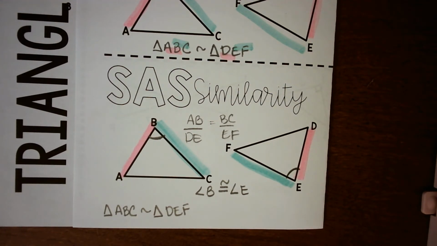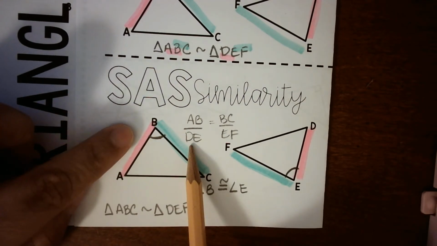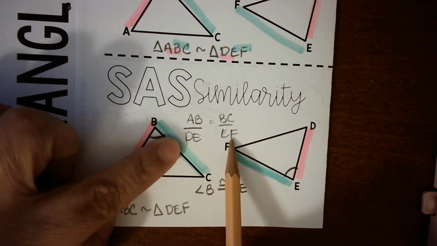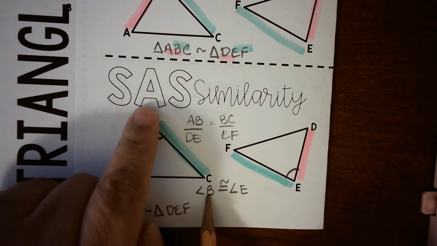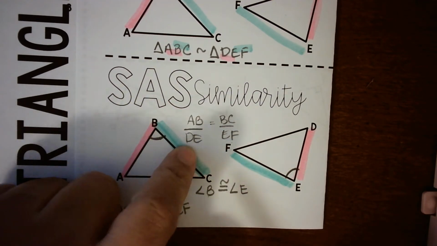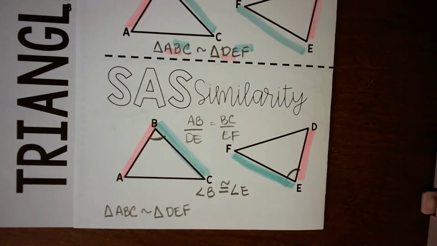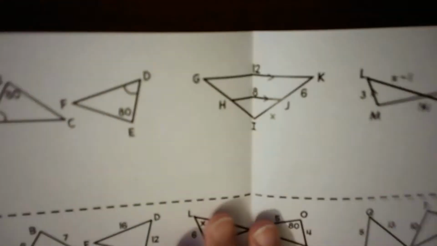So let me say it again. We have a pair of sides that sandwich that angle in the middle to give you side, angle, side. The ratio of this one and the ratio of this one have to be equal, and the angle between them has to be congruent. Okay, so let's take a look inside.